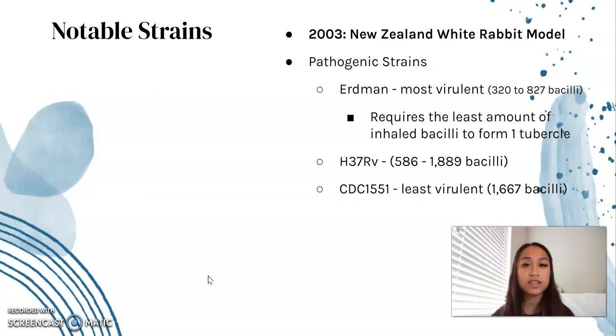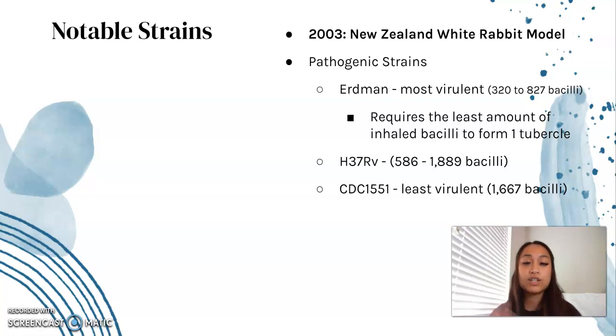The most interesting thing that I found when researching tuberculosis was how scientists were able to differentiate between pathogenicities between these strains of tuberculosis. So there's Erdmann, H37RV, and CDC 1551, with CDC 1551 being the least virulent, and then Erdmann being the most virulent. So these pathogenic strains are very, very important to look at.